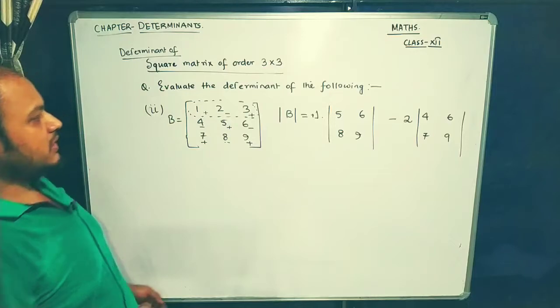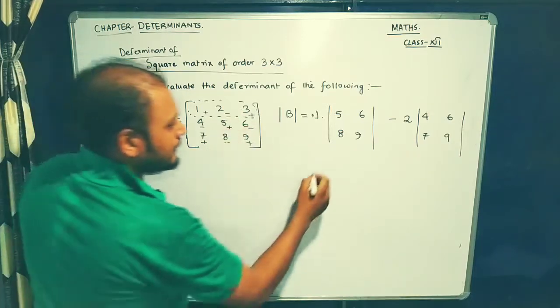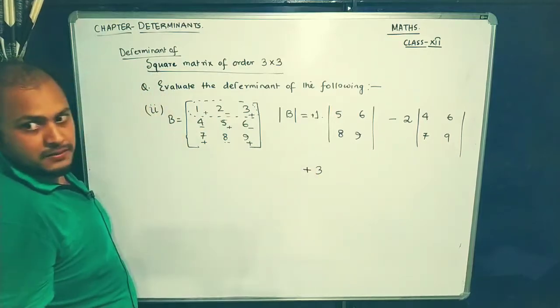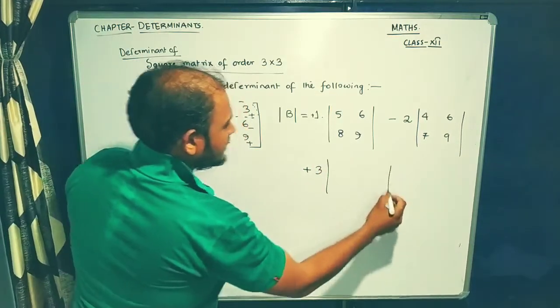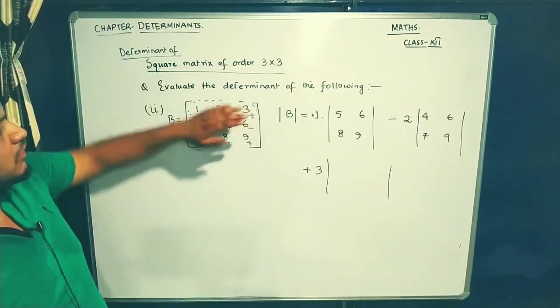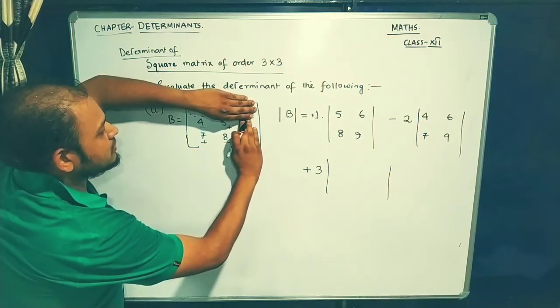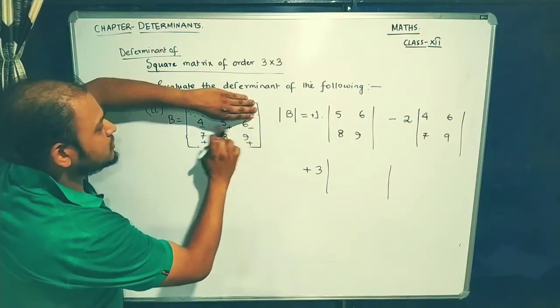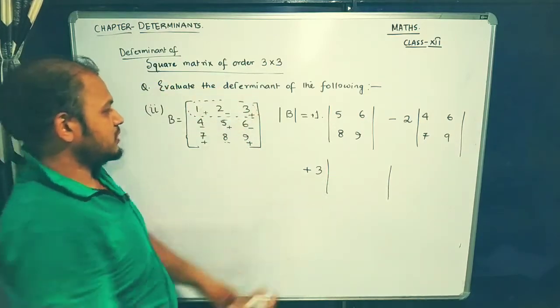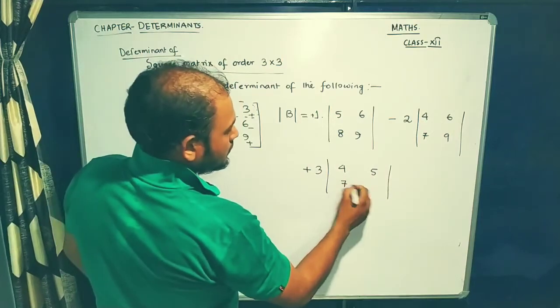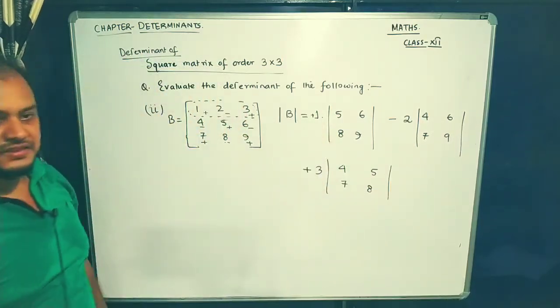Okay. The next number is 3. What is the sign? It is plus. So place a plus here. Determinant, hide the row and column. 3 belongs to the first row and third column. So hiding the first row and third column, which numbers do you see? Do you see these 4 numbers? Place them there. Done. This is the determinant.